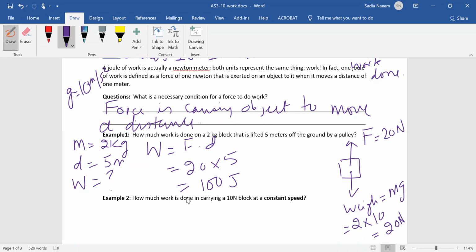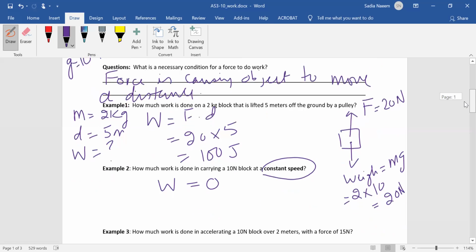The second one says, how much work is done in carrying a 10 Newton block at a constant speed? The minute you see constant speed, you know that the work done is 0. No net work is done in carrying that block, because of the different forces involved, one is doing positive work, the other is doing negative work. The net work is 0. It's the net work that we're talking about here.